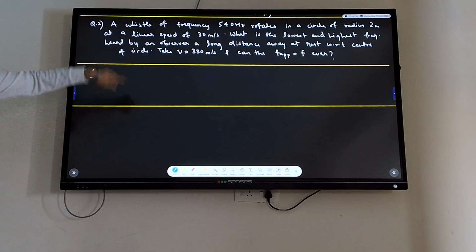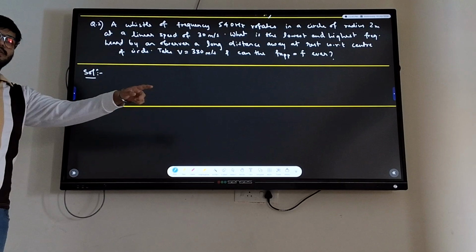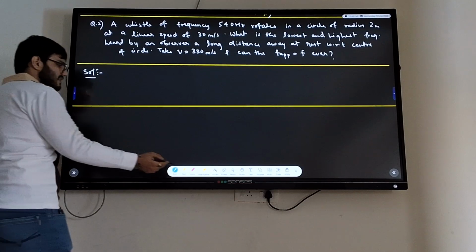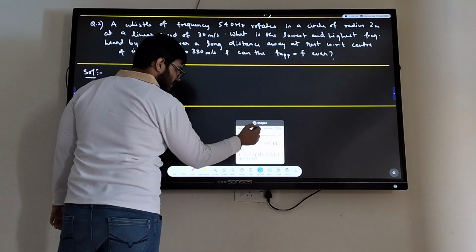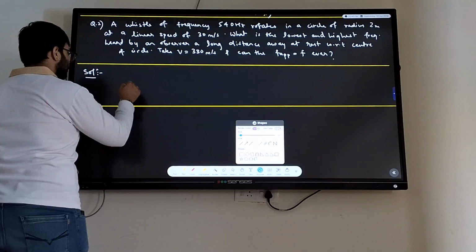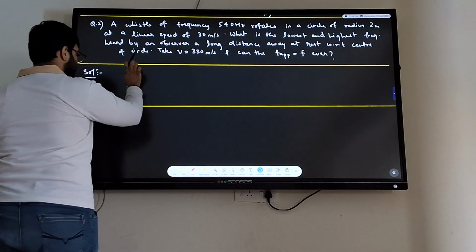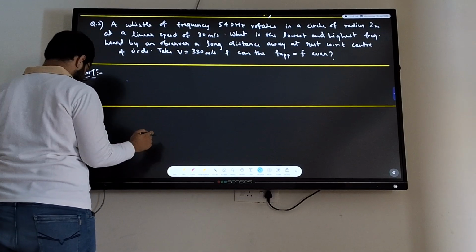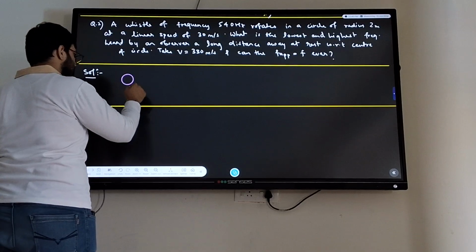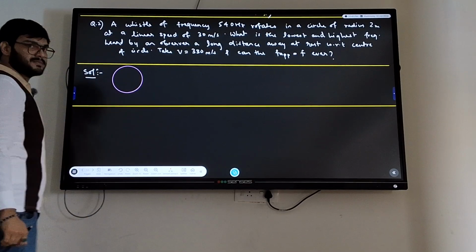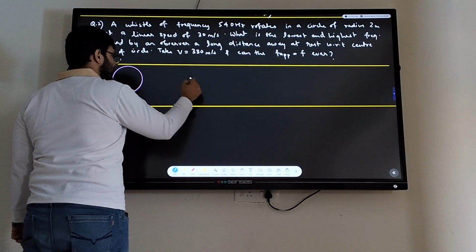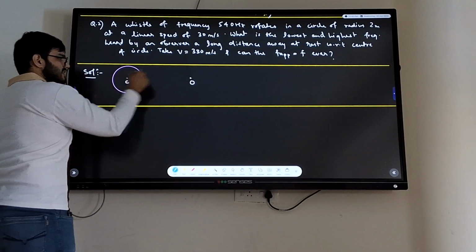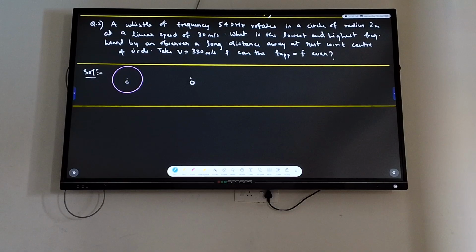So now your source is performing a circular motion, right? And where is your observer? Far away from the center. So it could be anywhere. Let me take it to be in this direction. This is my circle. Let's say my observer is sitting somewhere here. This is the center and the distance between the observer and the center is huge.